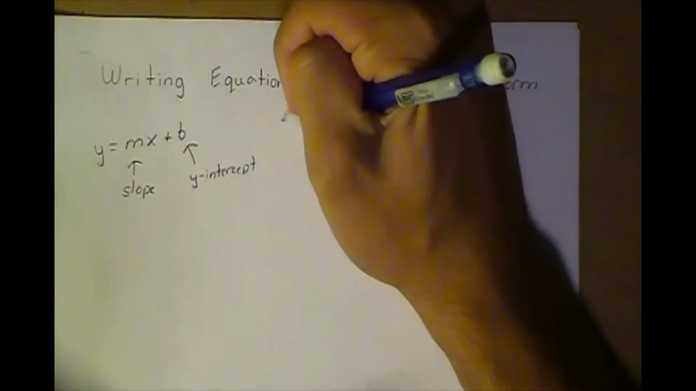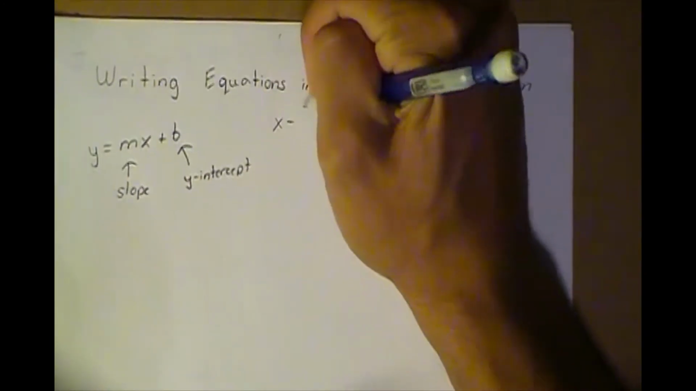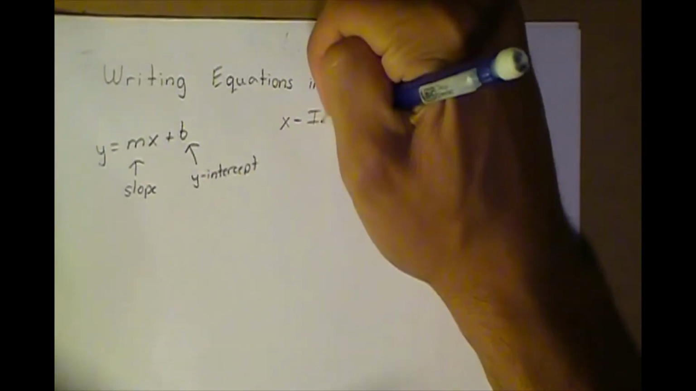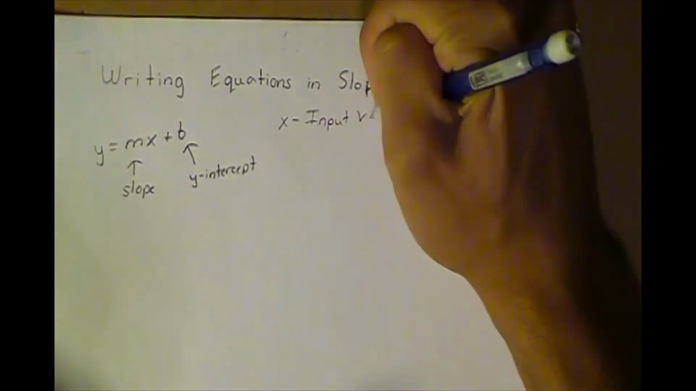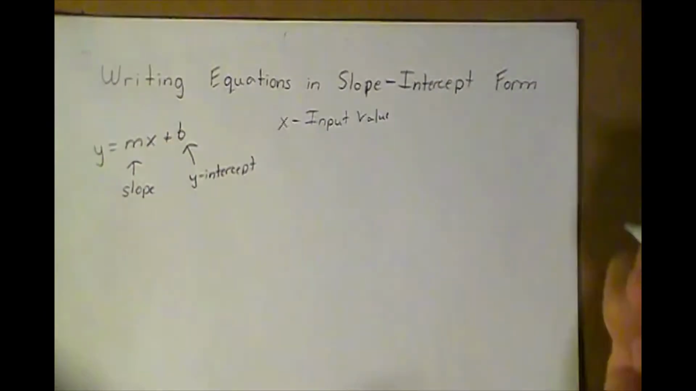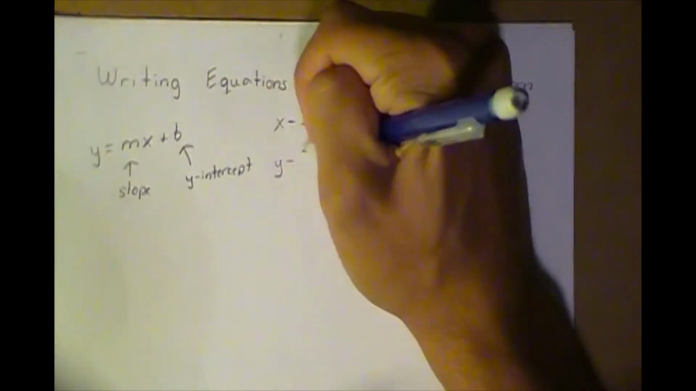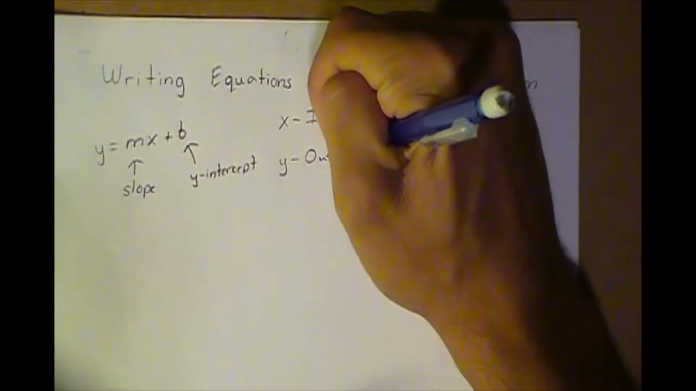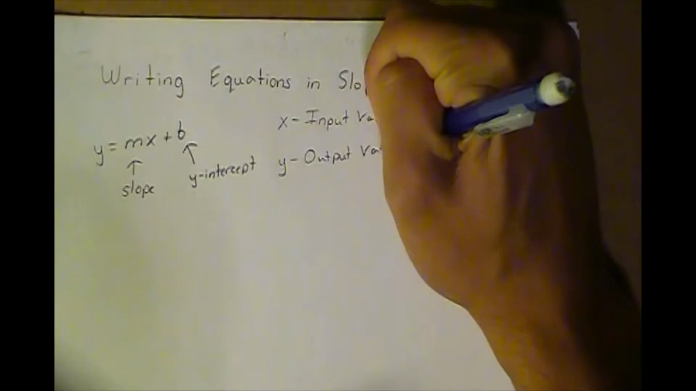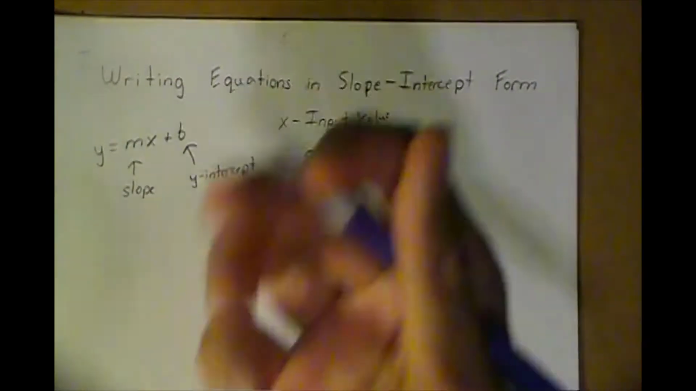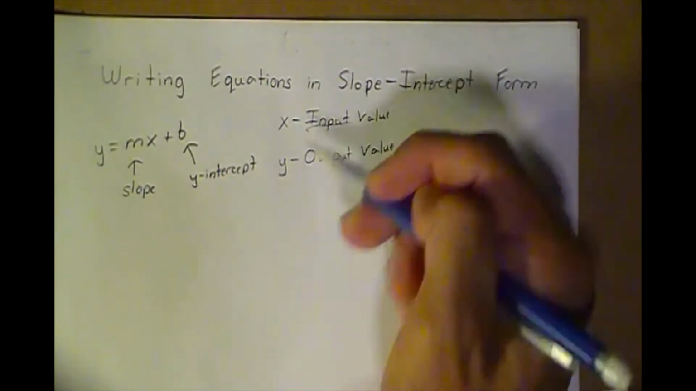X and y, those are different. X, I like to call that the input value, or the value that you put into the equation. Y, I like to call the output value, which is what you get, the output that you get after putting the x value in.